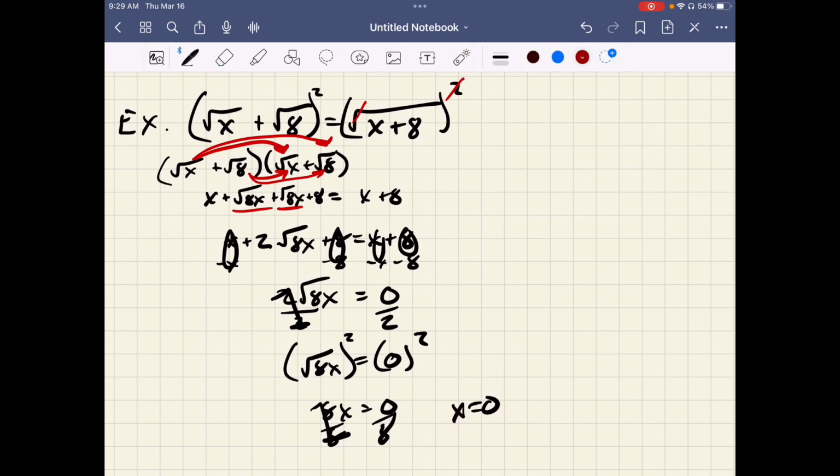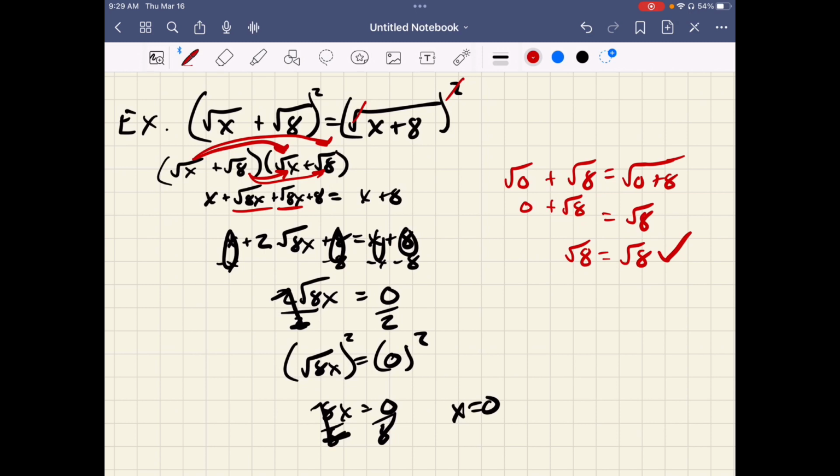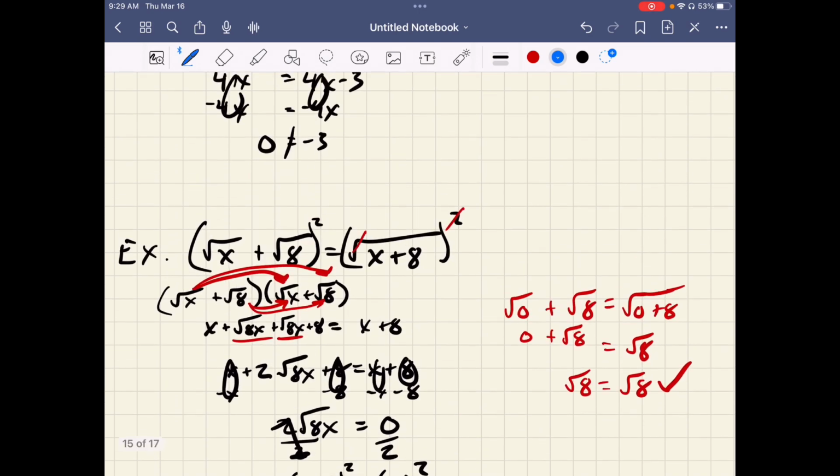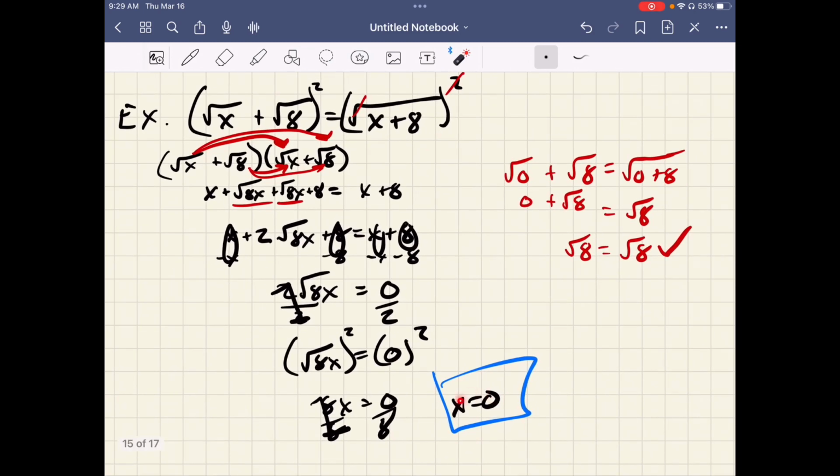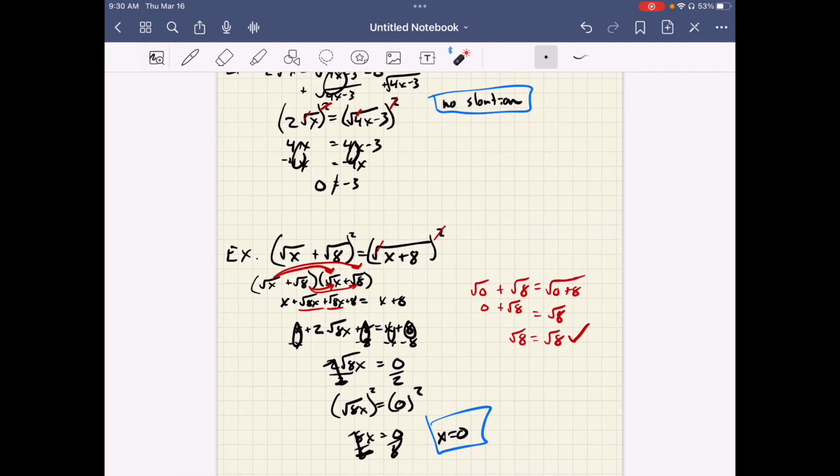But we're not done. We need to check for extraneous solutions. So I have the square root of 0 plus the square root of 8 equals the square root of 0 plus 8. The square root of 0 is 0, plus the square root of 8 equals the square root of 8. So that does in fact check out. 0 is our solution. Be careful here because 0 is not the same as no solution. No solution means I get an untrue statement like we got earlier, which means there's literally no number that makes this equation true. Here, 0 is not nothing. It is an actual number. So be careful when you're looking at the difference between no solution and 0.